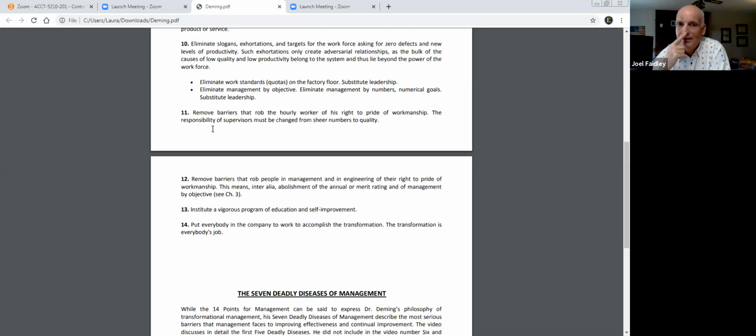Remove barriers that rob the hourly worker of his right to pride of workmanship. Remove barriers like that, barriers that rob people in management and engineering the right to pride of workmanship. Institute a vigorous program of education and self-improvement. Always be willing to learn about, and it doesn't have to just be about your job, learn about all kinds of other things. I enjoy learning. I like history. Hated history in high school, but I like history.